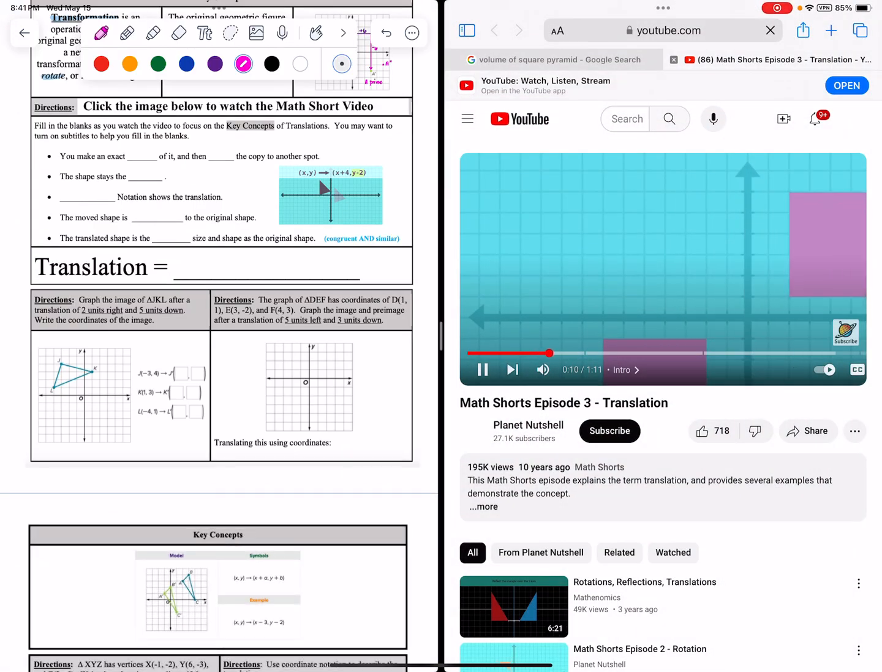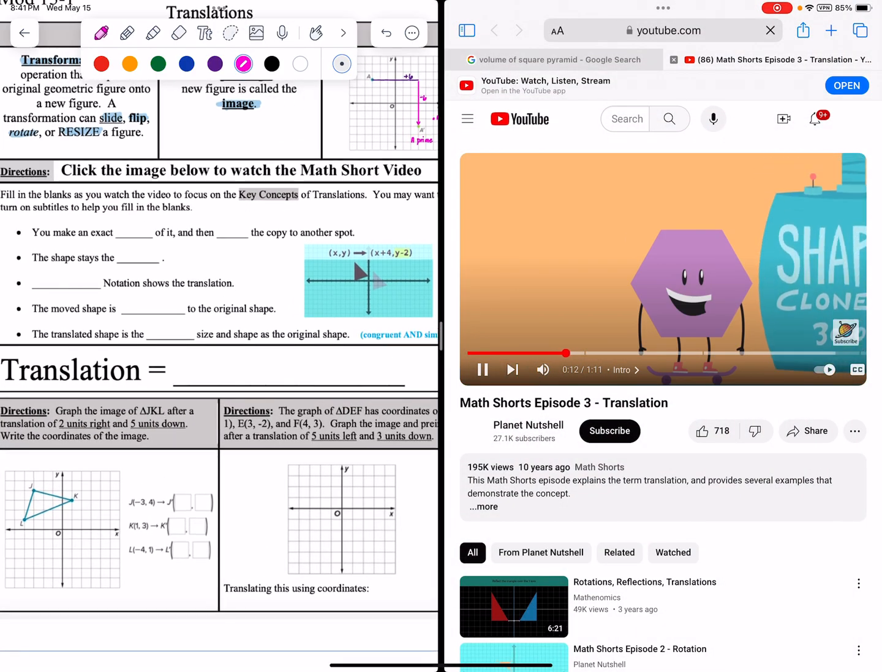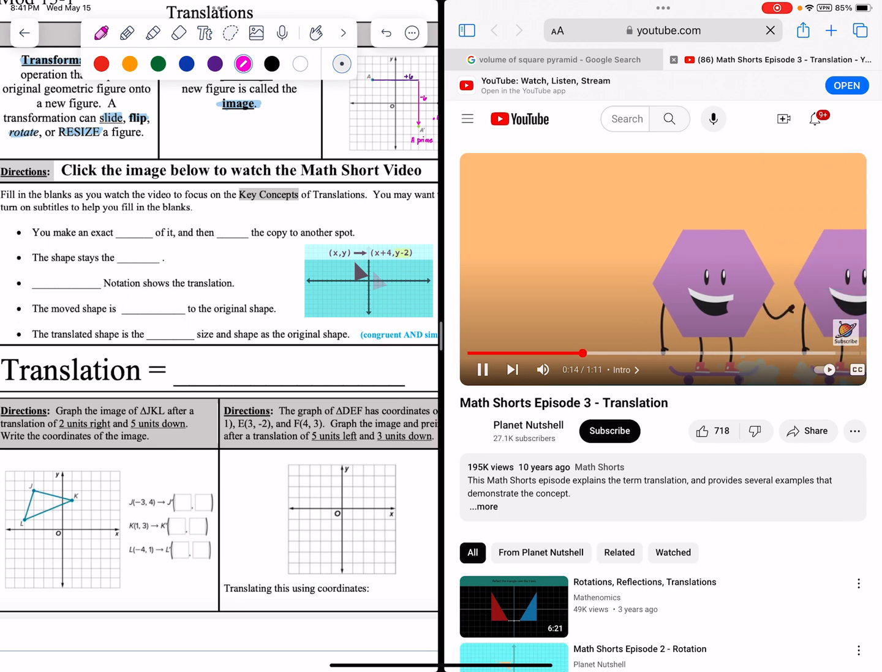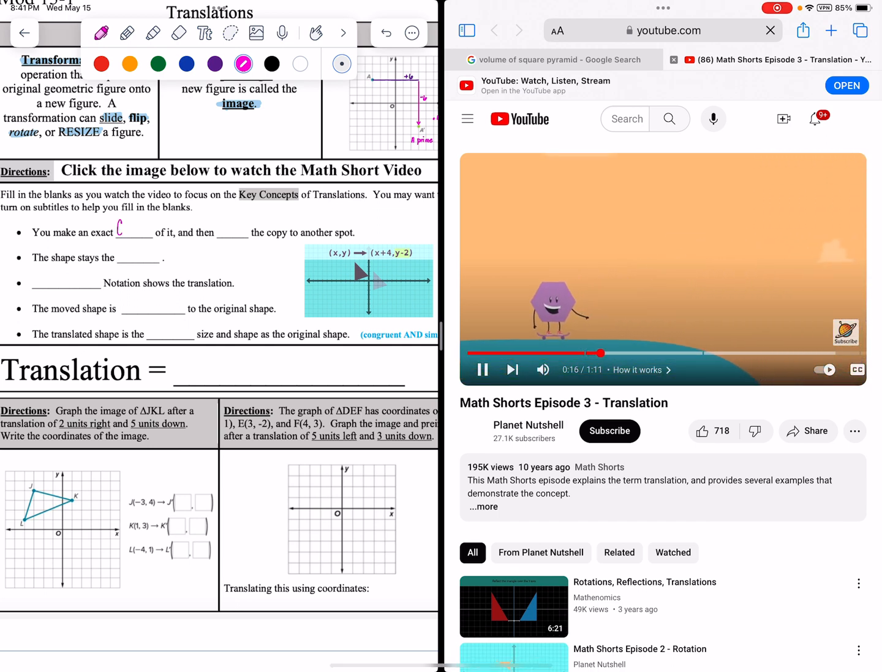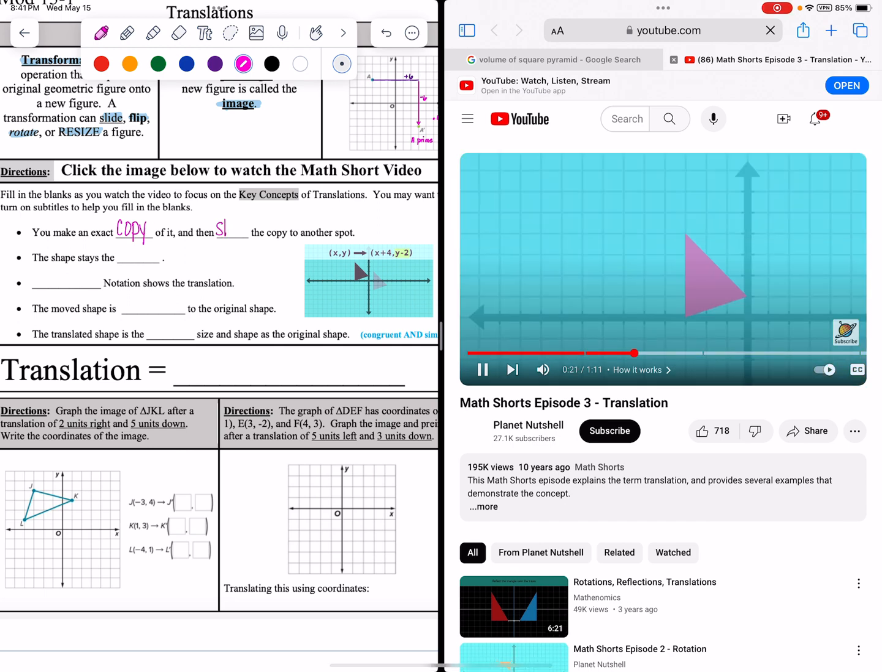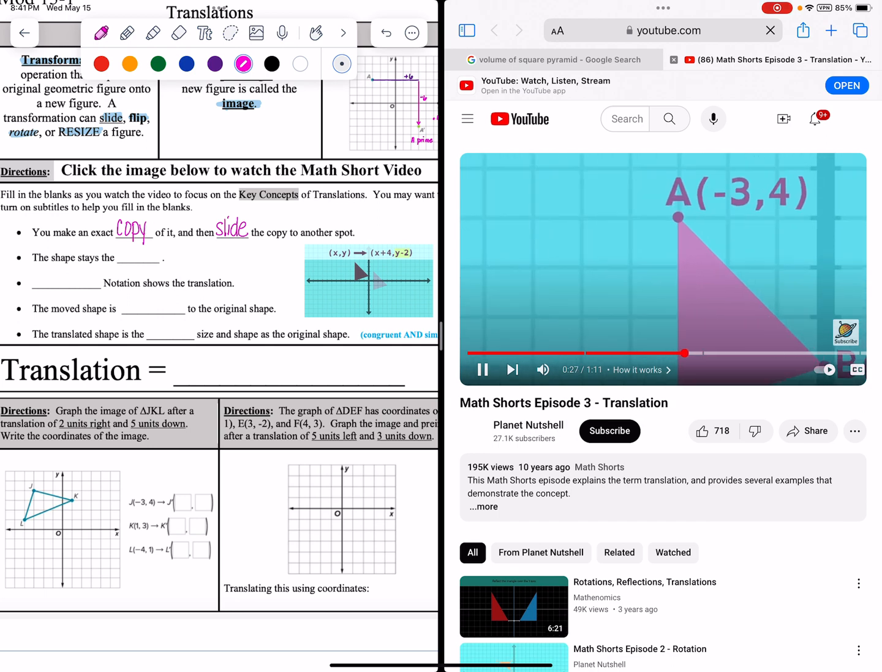Translation describes one way a geometric shape can move on a coordinate plane. When you translate a shape, it's like you make an exact copy of it and slide the copy to another spot. The shape stays the same. Here's how it works. Say we want to move this triangle to another location on a coordinate plane. First, we name the ordered pair for each of the shape's vertices.